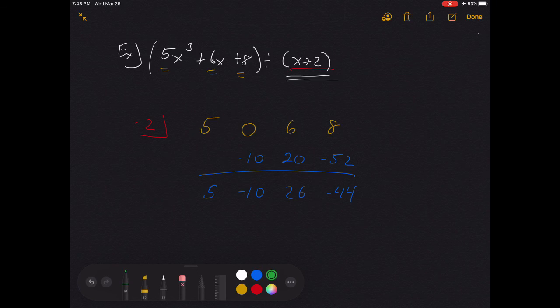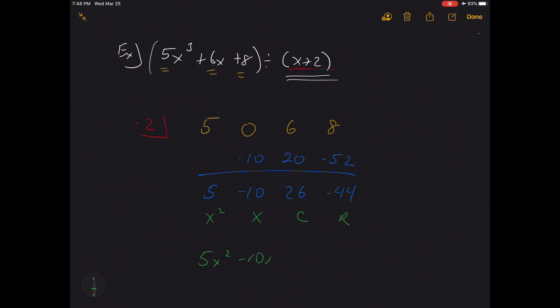So what you have, this is your remainder, this is your constant, this is the coefficient of your x, this is the coefficient of your x squared. So what we get is 5x squared minus 10x plus 26 plus -44 over the original divisor, which is x plus 2. And again, that's just a shortcut that you can use. You do not need to use this method if you don't want to, but you certainly can if you prefer it to the other long division. It works for anything.